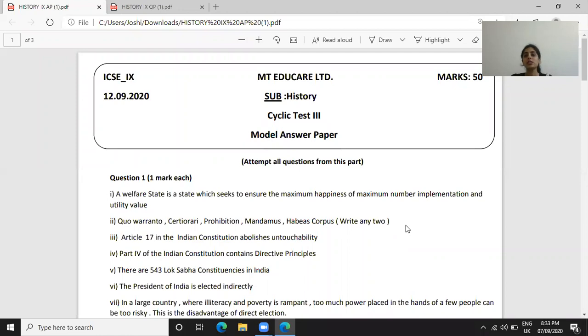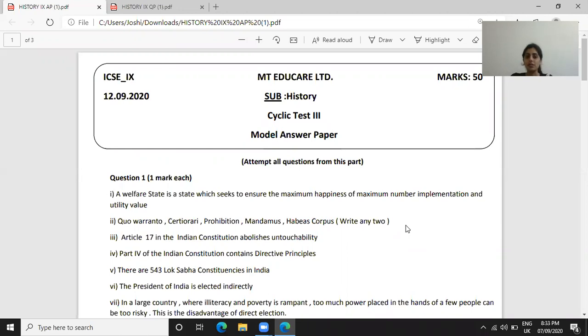Today we are going to discuss the model answer paper of History Civics for Cyclic Test 3 of Standard 9. The paper is of 50 marks, divided into short answers of 1 mark and 2 marks each, and structured answers for 3 and 4 marks. So let's begin with the first question based on civics section for 1 mark each.